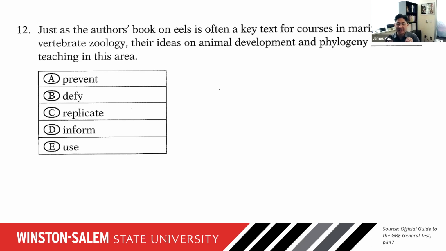So now they're going to say the second thing, second idea, and this is it. Their ideas on animal development and phylogeny, blank teaching in this area. So it has to, again, mirror, right? It has to be equal to, because you have the "just as." So you want them to be equal. So what is equal to "very, very important"? The only thing that is close to that is inform. To inform teaching is to be very, very important, so much so that you're informing or explaining or helping to be the foundation for teaching in the area.